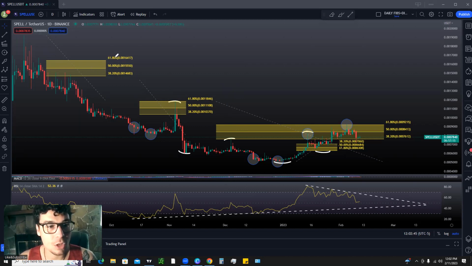So we have our three major retracement levels, the 61.8, the 50%, and the 38.2. These are the three most common and most well-respected. And you use these to identify trend continuation or trend reversal.